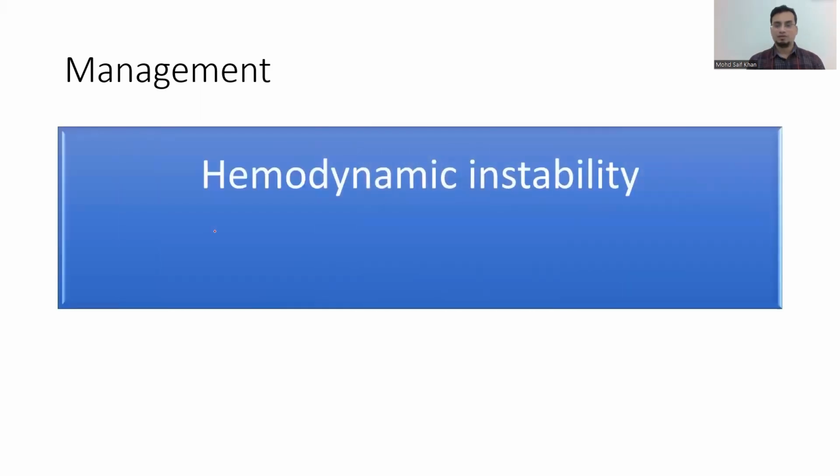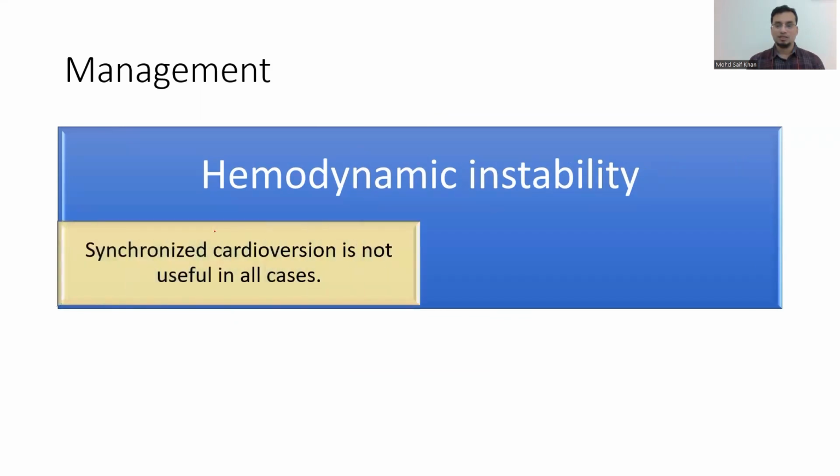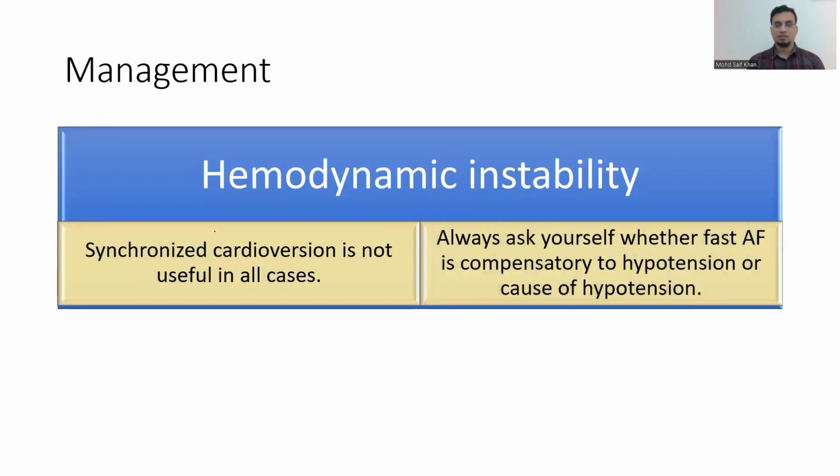Right. So once you have paid attention to the risk factors, now what are the other options? If the patient is hemodynamically unstable with rapid ventricular response, then you must assess whether the cause of their instability is the arrhythmia or the underlying condition. If the tachycardia is a compensatory mechanism, synchronized cardioversion is unlikely to provide any benefit. Okay, so always ask yourself whether the AF is compensatory to hypotension or the cause of hypotension.